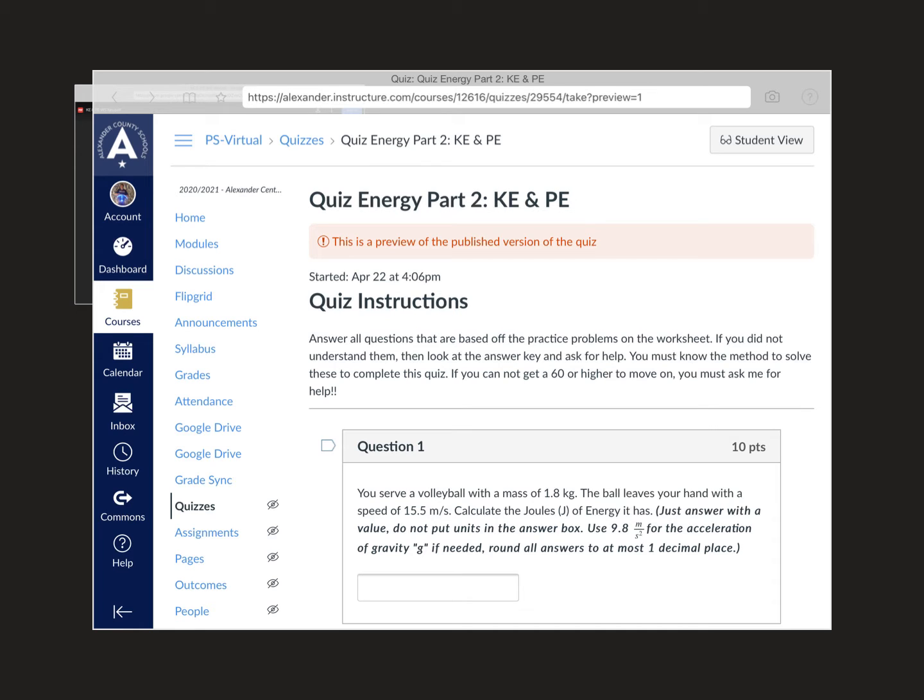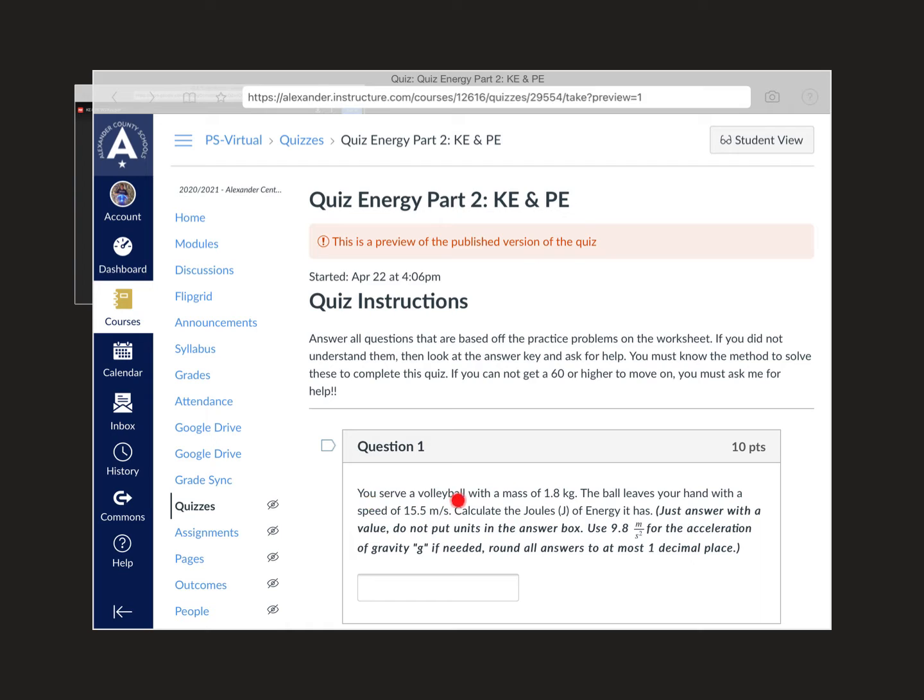Okay, so I understand you've been having some trouble with the energy quiz, the kinetic and potential energy quiz. But notice these questions are the exact same as on the solution sheet. Your number value just changes. So the first thing I'm going to do is show you that solution sheet because you need to remember this.